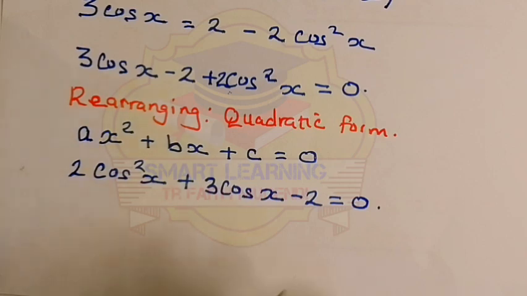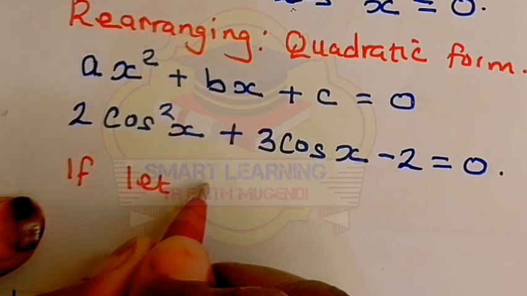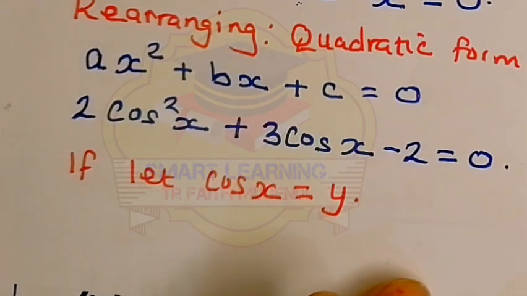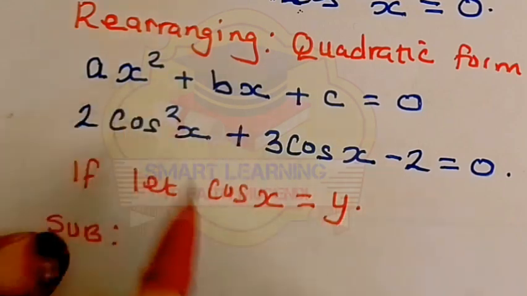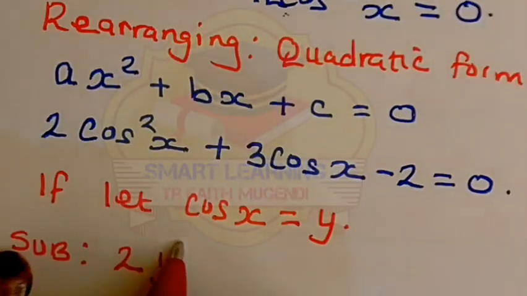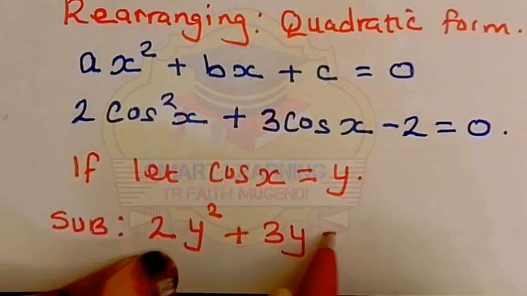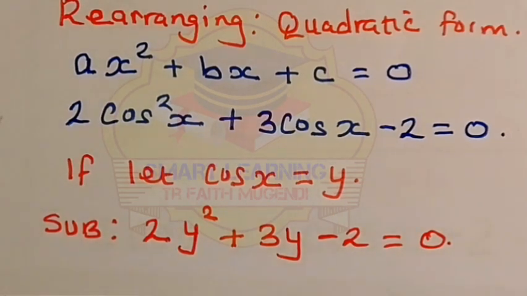Nice. So if we let cos x be y, now substituting y in the equation, we shall have 2y squared plus 3y minus 2 is equivalent to 0. So we have written it in quadratic form. I know if you're smart now, you can solve this one.